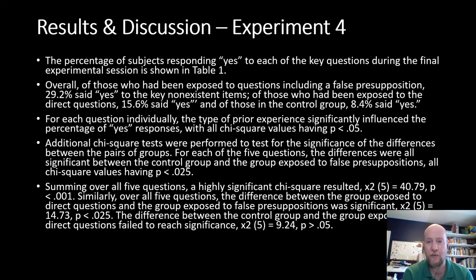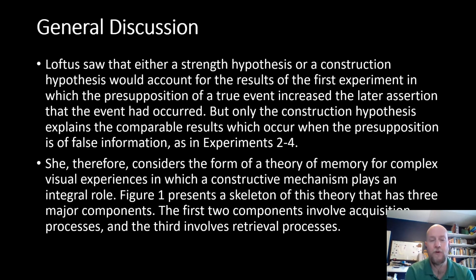So overall, there was a highly significant chi-square. The difference between the groups was significant between the direct groups and the false presuppositions. The difference between the control group and the group experiencing direct questions did not reach full significance. So what does that mean? Well, essentially what she found was that the most powerful form of suggestion to have a person report something that was not present in their original visual experience was those embedded sort of false presupposition questions that include a little bit of context, right? They're not simply direct.